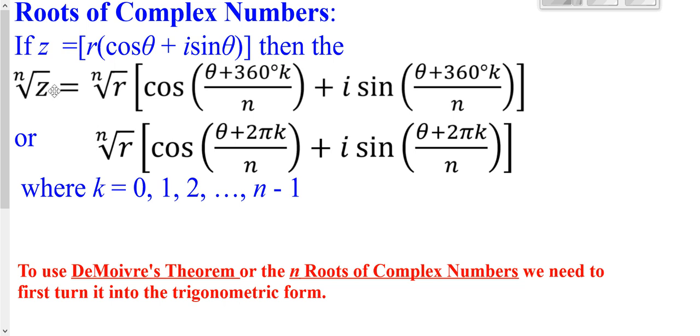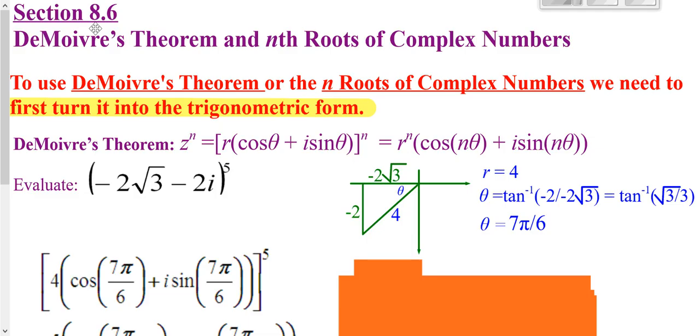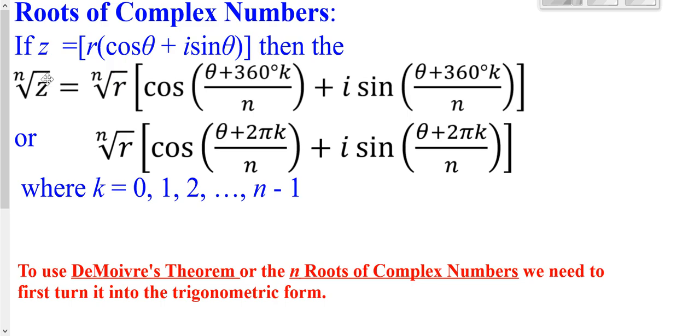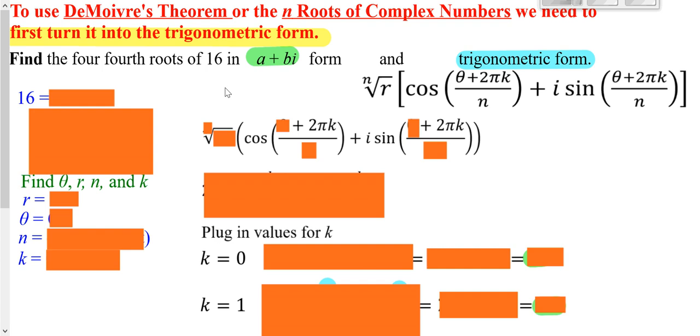So you have two formulas here, one dealing with roots, one dealing with raising it to a power. So make sure you're being careful on which formula you're using. If you're raising it to a power like this one here, use your formula that has a power in it. If you're dealing with taking a root of a complex number, use the formula that has a root in it. But in either case, both of these formulas you need to have in trig form.